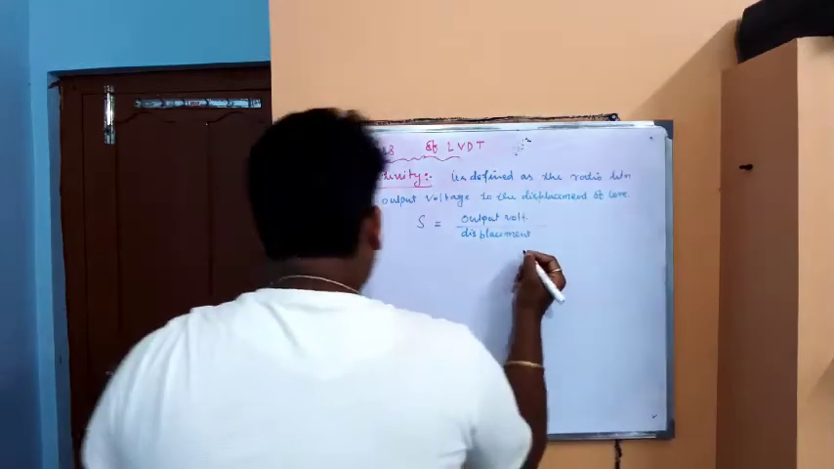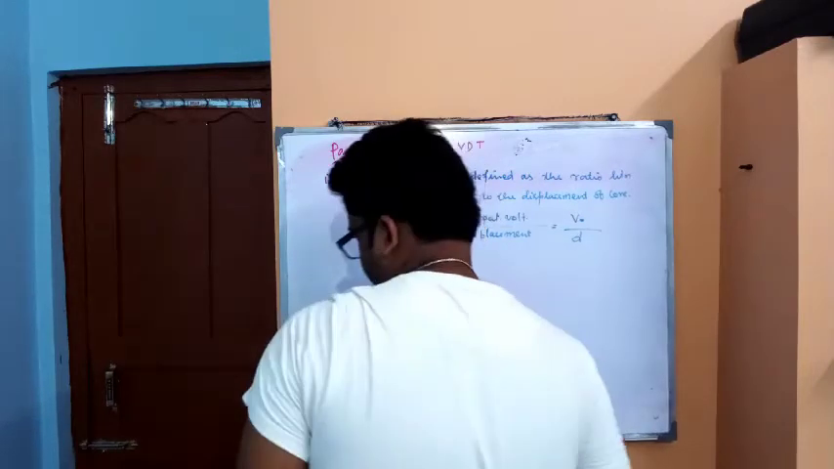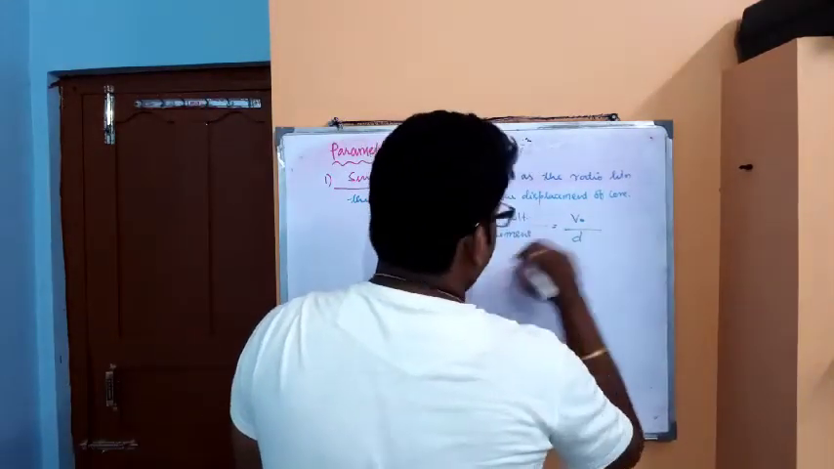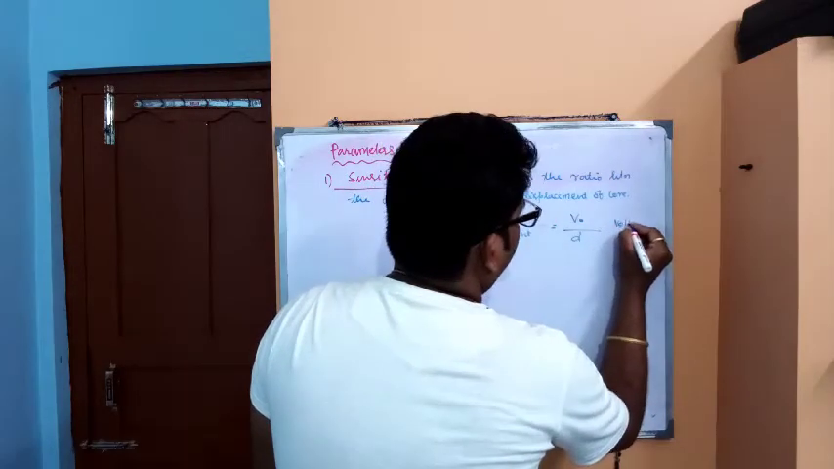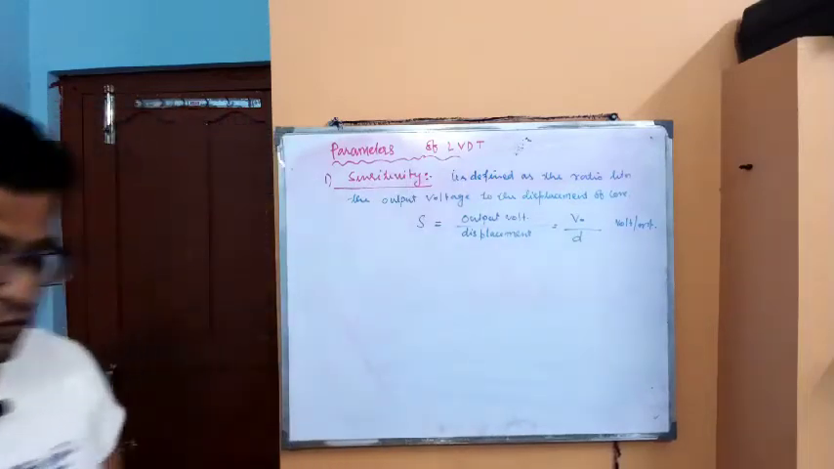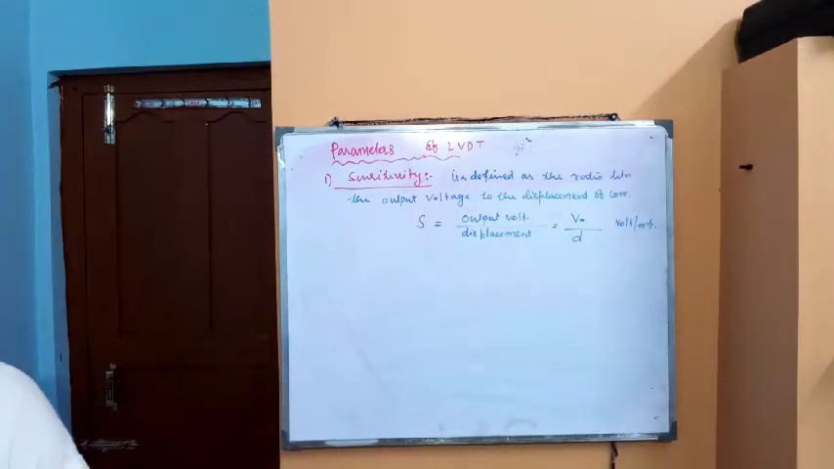Okay, and the output voltage is represented by V0 and the displacement by d, and the unit of this sensitivity is volt per displacement, that is, per meter. So volt per meter is the unit of sensitivity. Okay, so this is the first parameter of LVDT, that is sensitivity.